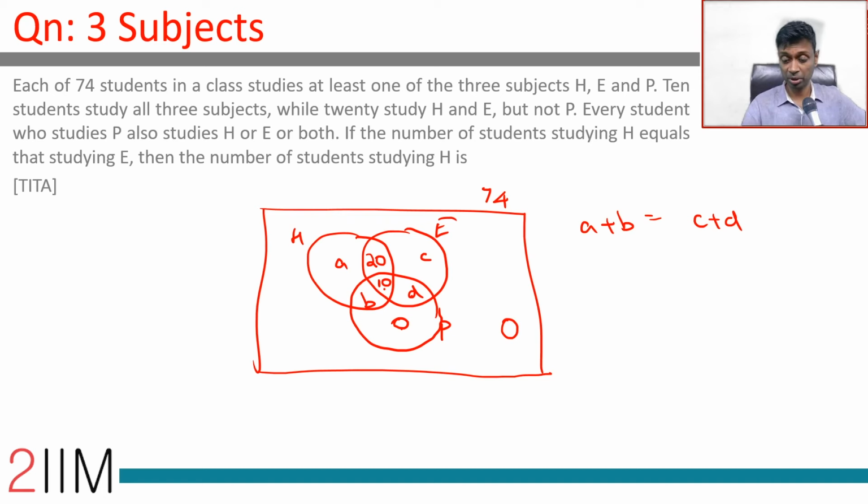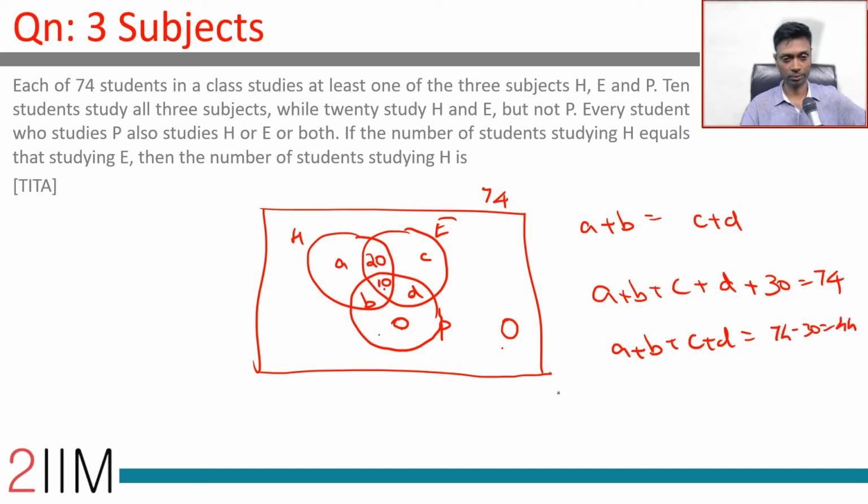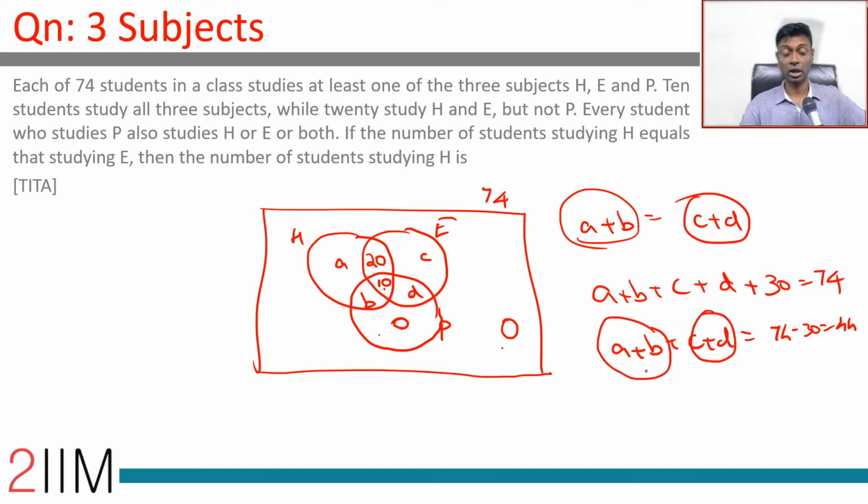Now think about this, A plus B plus C plus D plus 30 equals 74. Well, this part is 0, this is 0. Or A plus B plus C plus D is 74 minus 30, which is 44. A plus B is equal to C plus D. A plus B plus C plus D is 44. This part equal to this part, and we're told these two are equal. Outside is 0. Number of people studying H is equal to number of people studying E. These are common. It means people who study H but not E should be equal to people who study E but not H. Which is why we have this equation.